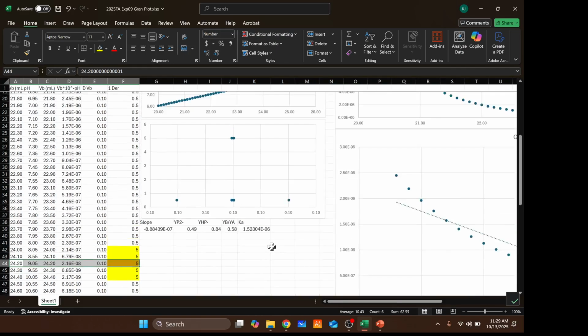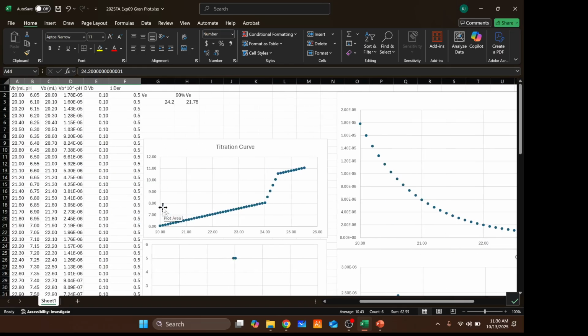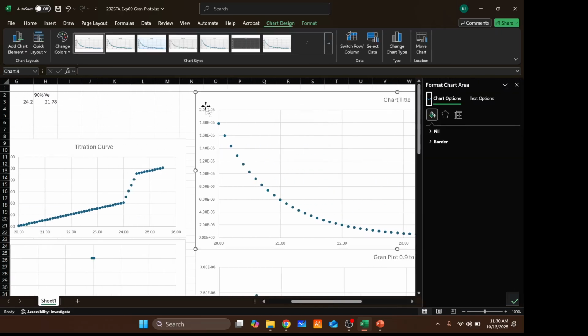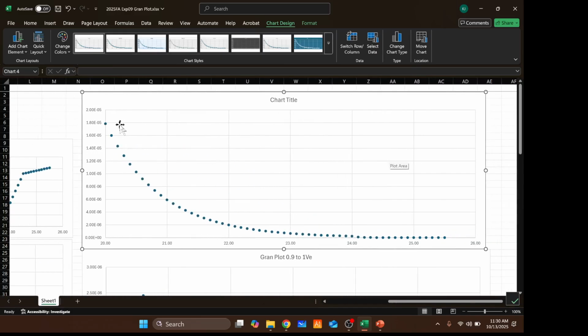All right. So once you have your VE, you're ready to go on to the next step, which is the gram plot. You can't do a gram plot if you don't know what your VE is. So what I've done here is these are the VB and VB times 10 to the negative pH that I need for my gram plot. Now, I've plotted that entire series of data right here, and notice it is not perfectly linear, is it? It does not look like that nice gram plot in your book, does it?